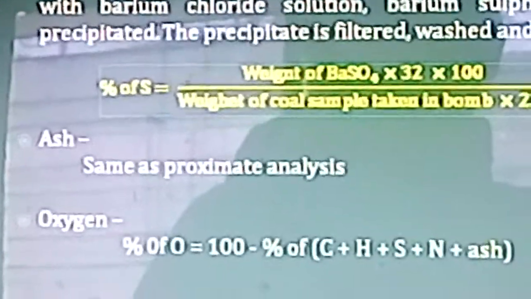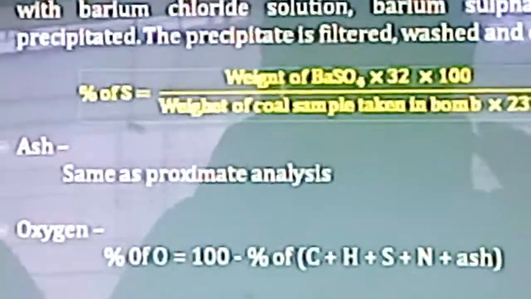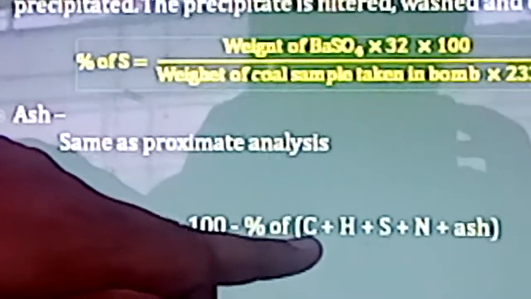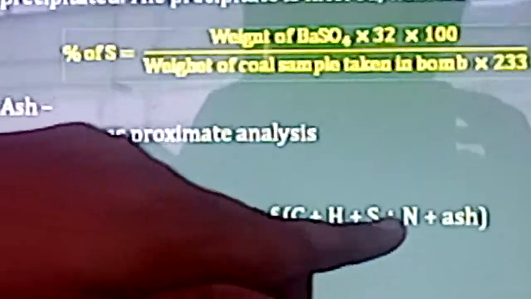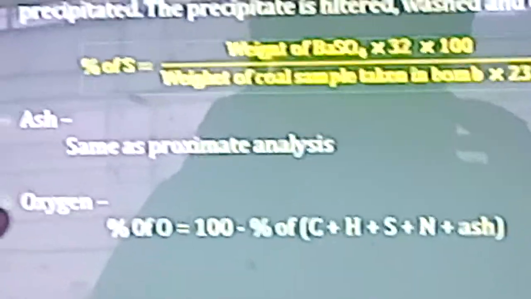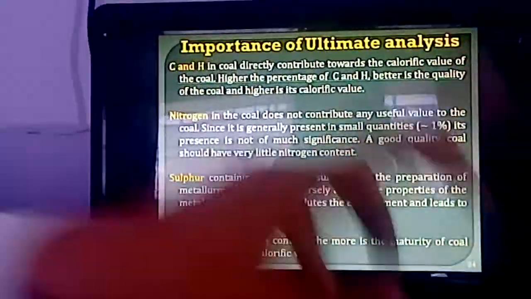And the last one is percentage of oxygen. It is obtained by subtracting the sum of percentage of carbon, hydrogen, sulfur, nitrogen and ash from 100. By using this, we can determine the percentage of oxygen.